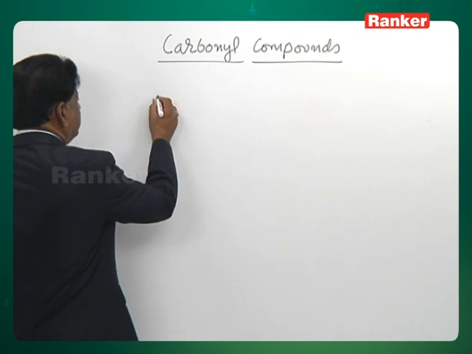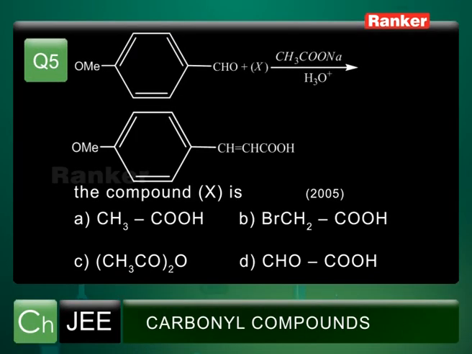So let's go for question number 5. This was asked in 2005, a little long back. The question is, a methoxy containing benzaldehyde is treated with X, sodium acetate and water. What is that X compound which undergoes reaction with this benzaldehyde in presence of sodium acetate and water to give the product? The product he mentioned is the final product where the methoxy will be intact, but the benzaldehyde's aldehyde is condensed with that acetic acid. It is actually not the sodium acetate.